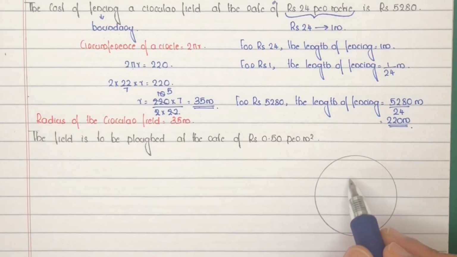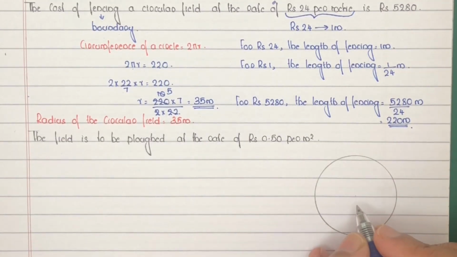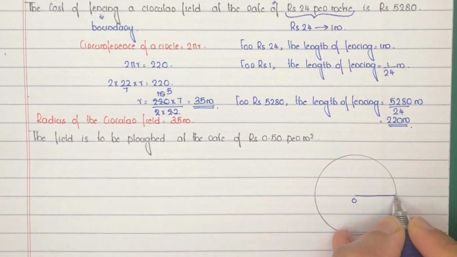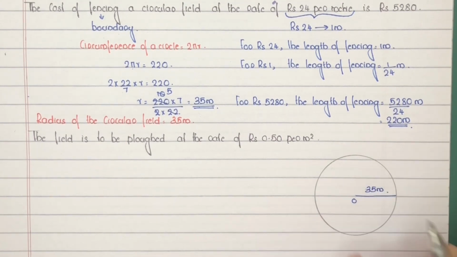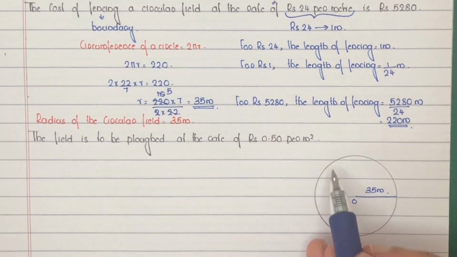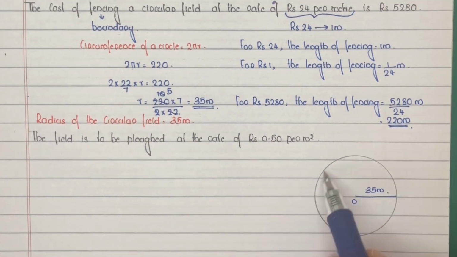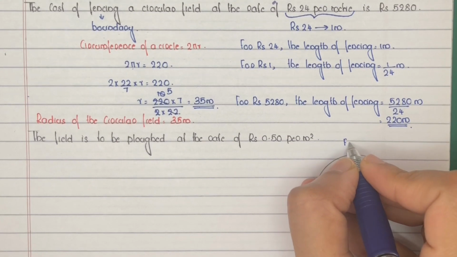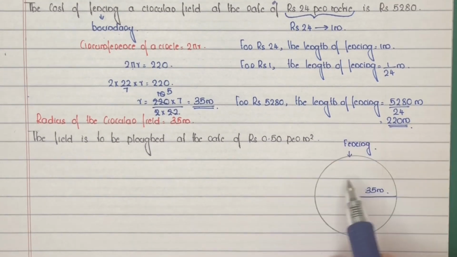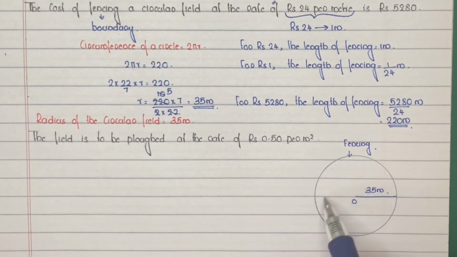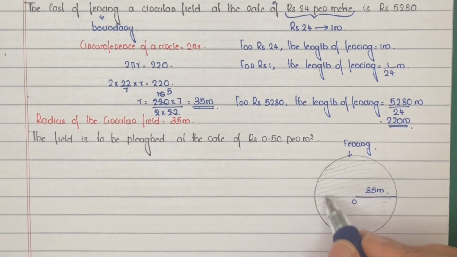The field is to be ploughed at the rate of rupees 0.50 per meter square. Now consider a circular field. Here the radius is 35 meter. And we already explained that first one, fencing. Fencing will be done along the boundary of the circle, that is the circumference of the circle. And ploughing is done inside the field, right? Done along the area of the field, right?